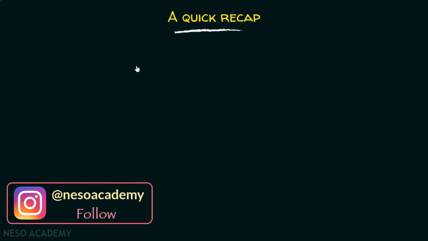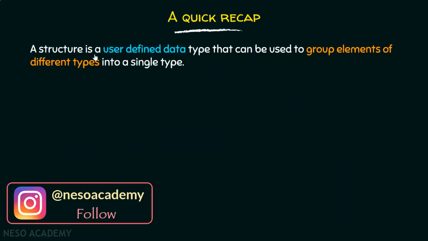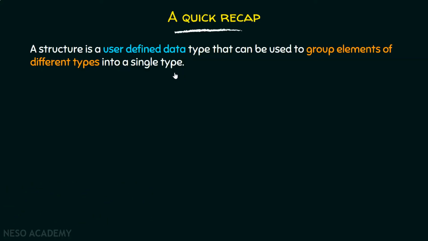Here is a quick recap of what a structure is all about. A structure is a user-defined data type that can be used to group elements of different types into a single type. We have already learned what a structure is in our C programming lectures. Here, I'm giving you a quick recap. A structure is a user-defined data type. First of all, it is defined by the user, and it is used to group elements of different types into a single type.